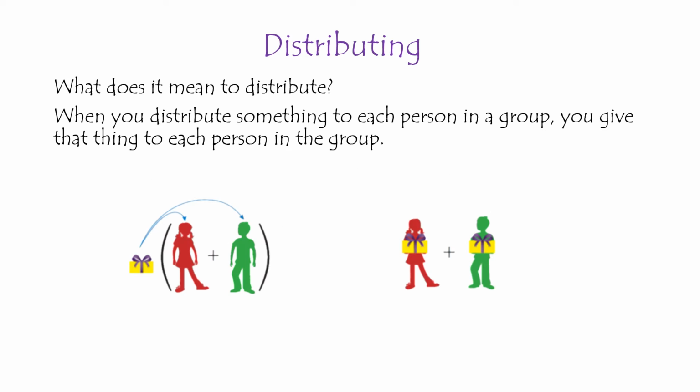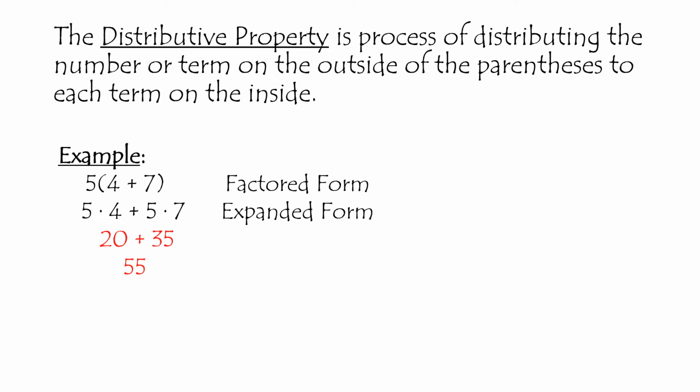Let's take a look. So what does it mean to distribute? When you distribute something to each person in the group, you give that thing to each person in the group. So in this case, we have a present, and we're giving it to both people. The same thing applies. So the distributive property is the process of distributing the number or term on the outside of the parentheses to each term on the inside.